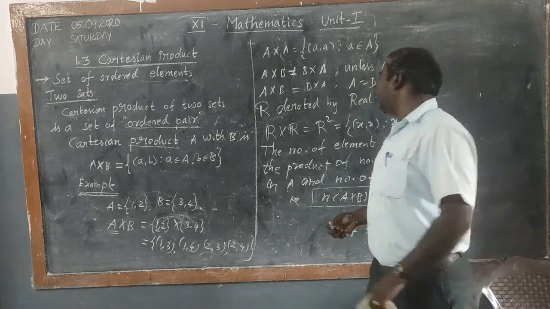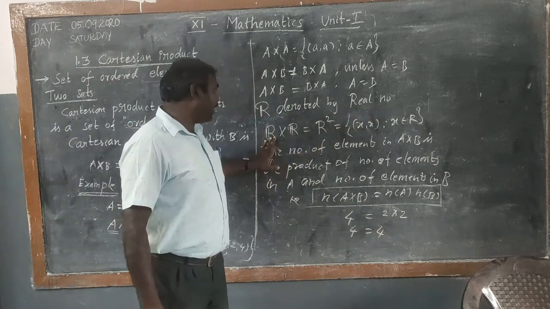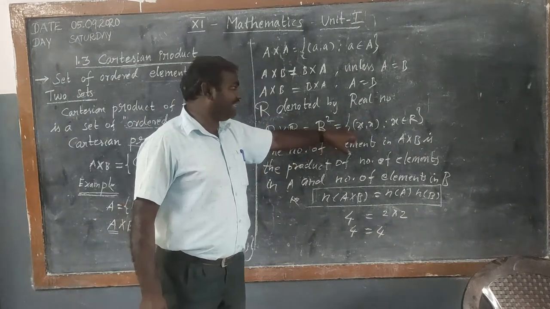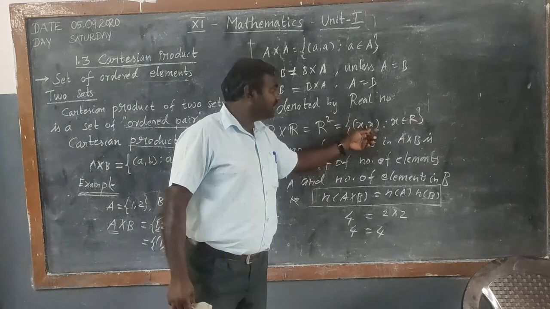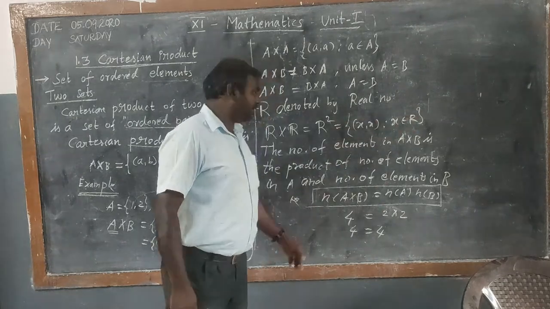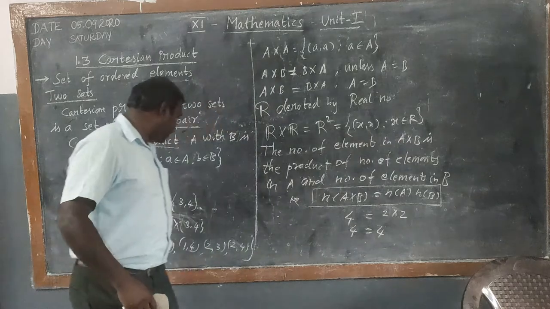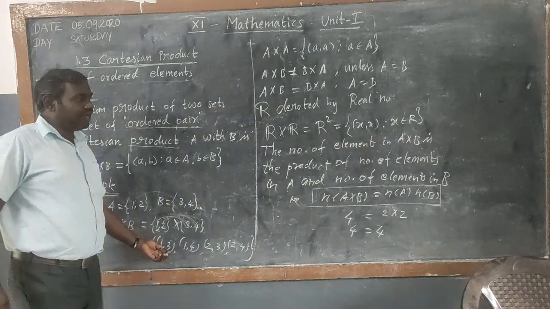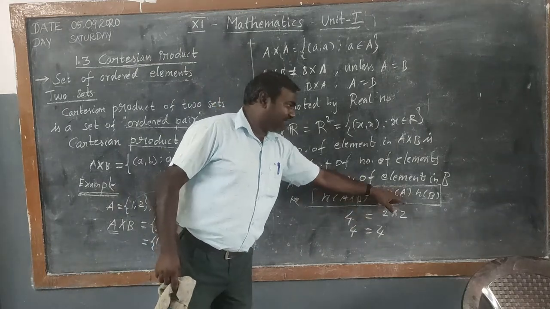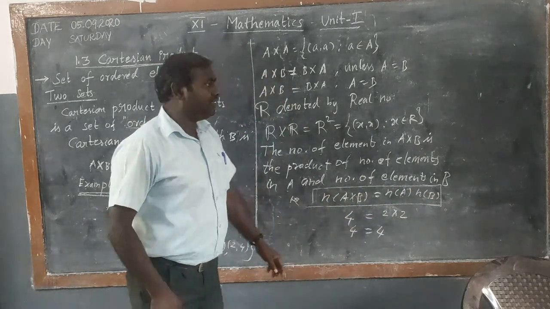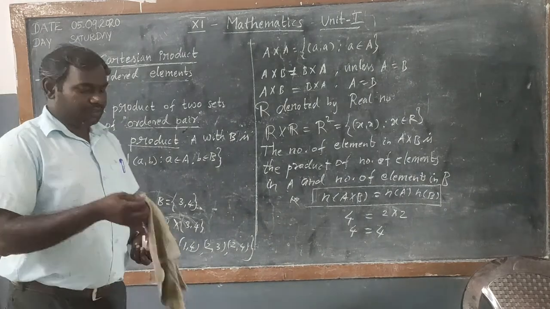So R product R equals R square, equal to the set of x comma x such that x belongs to real number. So this is the formula: the number of elements in A product B is equal to the product of the number of elements in A and in B, N of A into N of B. This is for two sets, and the next one is three sets.